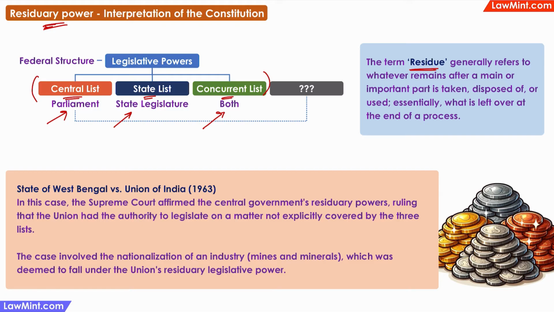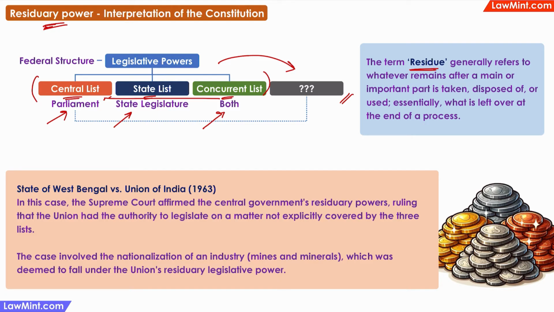While these lists are extensive, they are not exhaustive, which means that they do not contain every subject on which legislation may be required. If the main and the important subjects are included in the three lists, then the leftover subjects are the residuary subjects. Remember, there is no such list called residuary list. It is just a group of subjects that are called residuary subjects.